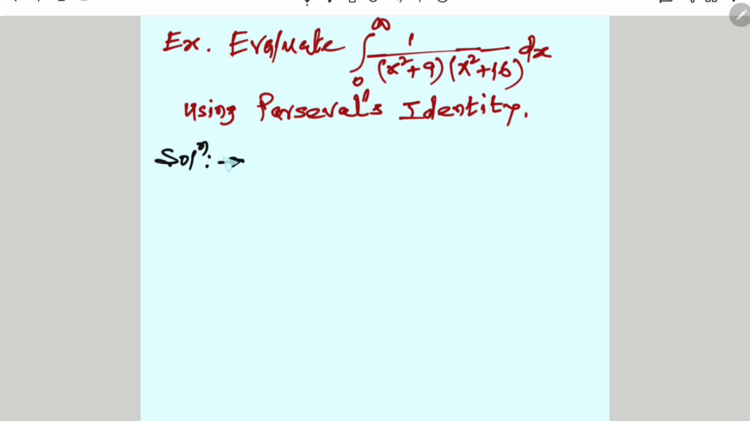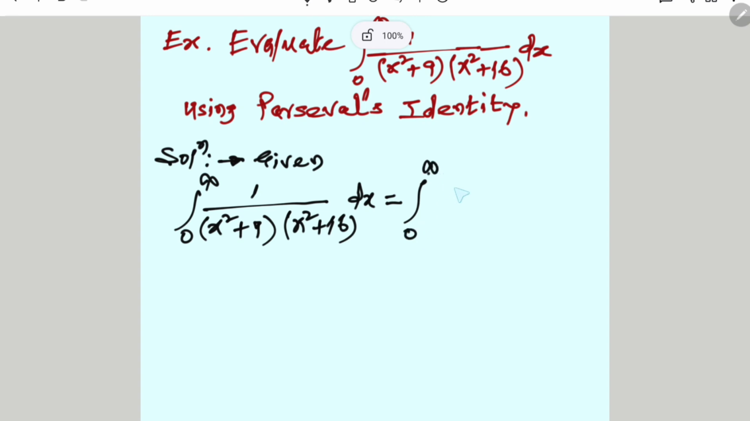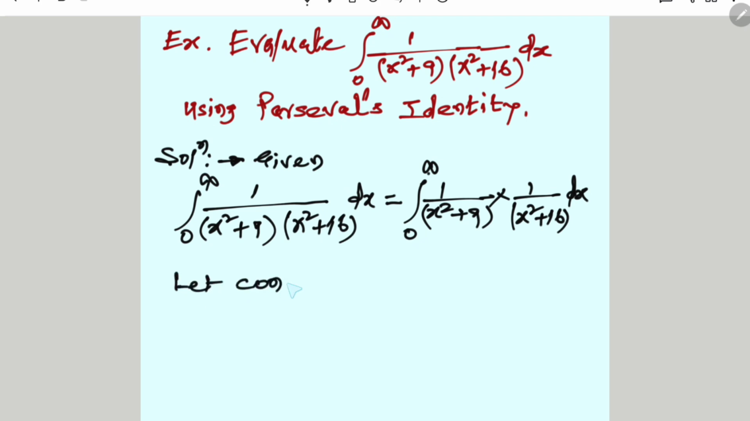And to evaluate it by that Parseval's identity, the integration from 0 to infinity of 1 upon (x square plus 9) into (x square plus 16), we can rewrite as integration from 0 to infinity of 1 upon (3 square plus x square) multiplied by another 1 upon (x square plus 16), and its integration with respect to x.